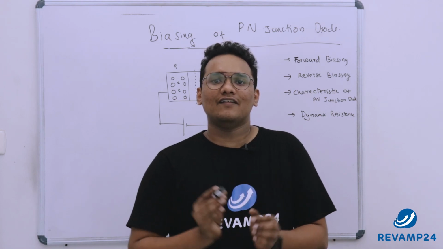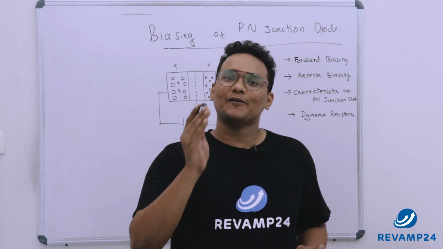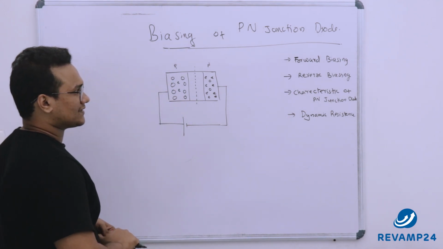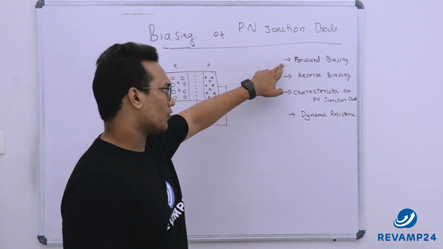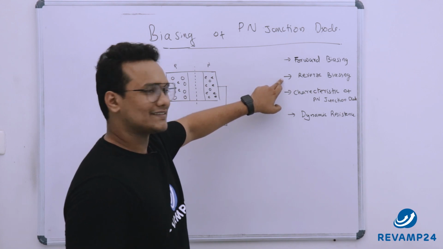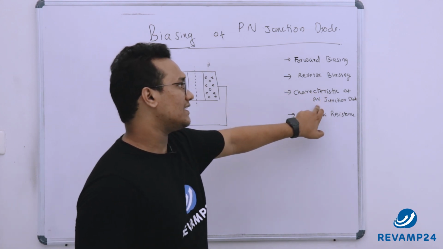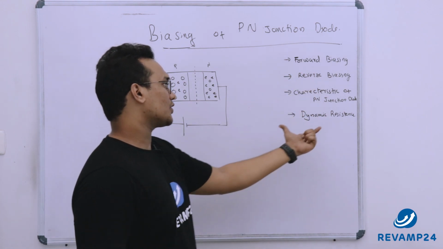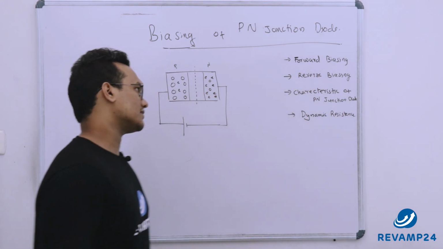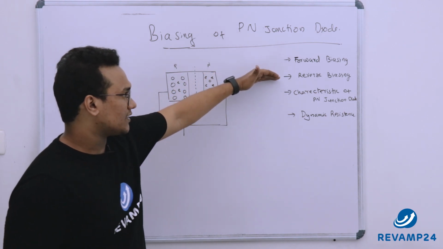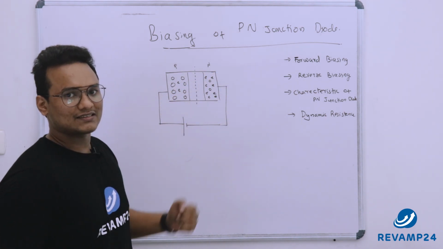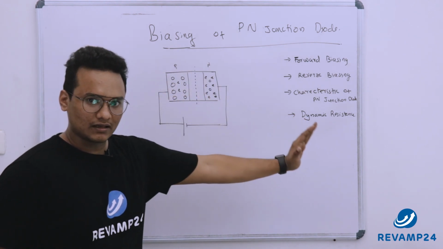In this video, I will explain to you about biasing of PN junction diode. As subtopics, we will cover forward biasing, reverse biasing, and the characteristics of a PN junction diode under forward and reverse biasing, and also we will cover dynamic resistance. Now these concepts are connected with each other, so whenever you are watching this lecture, watch it completely.